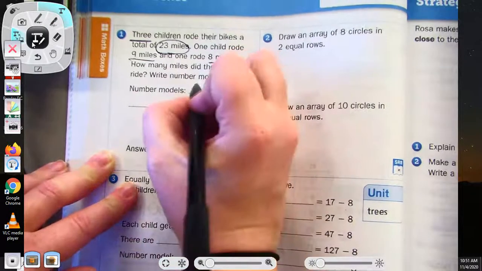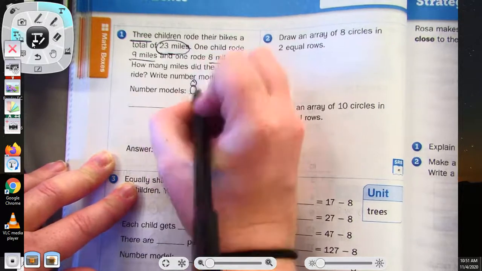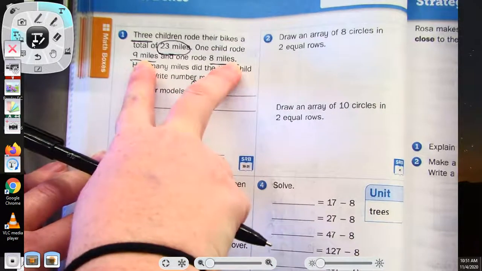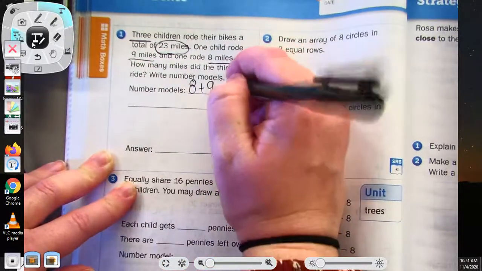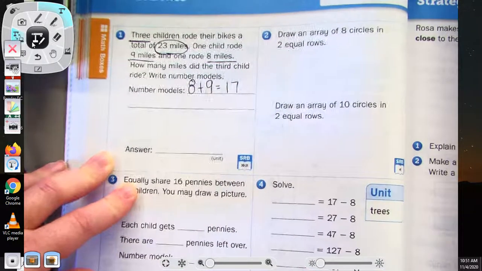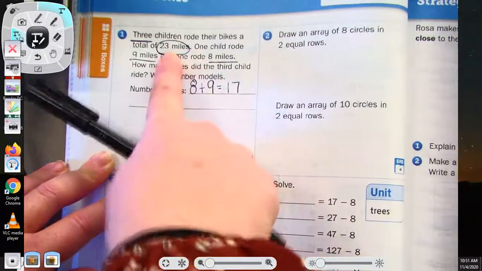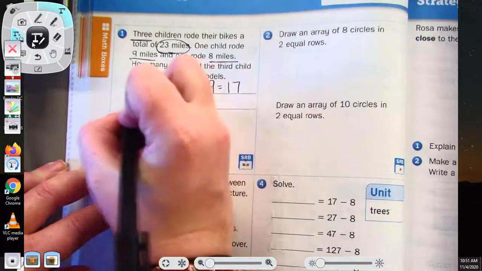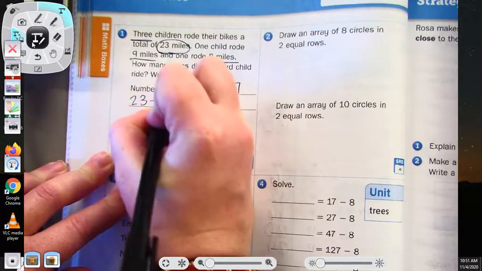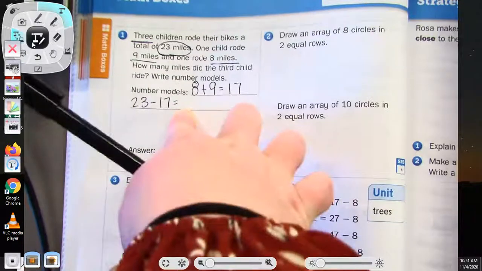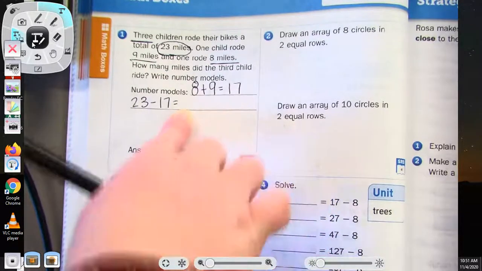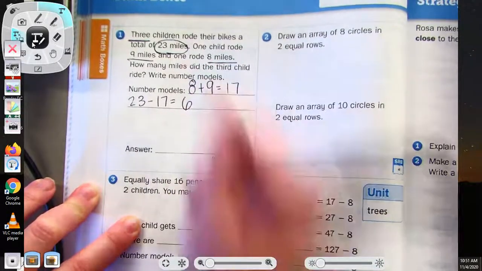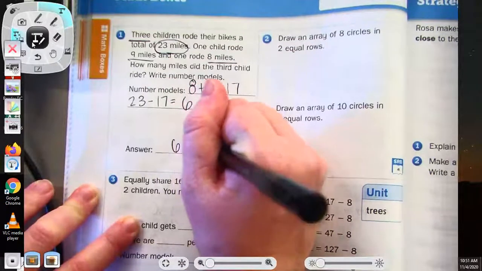So where you want to start is figuring out how many miles they rode total. So I would do 8 plus 9 because that's how many 2 of the 3 kids rode. So 8 plus 9 equals 17. Then I need to figure out how many miles are left. So if there's 23 miles total and they rode 17, I would do 23 minus 17. And that would give us the total number of miles that the third child rode. So 23 minus 17 equals 6. So we would say they rode 6 miles. Don't forget your unit.